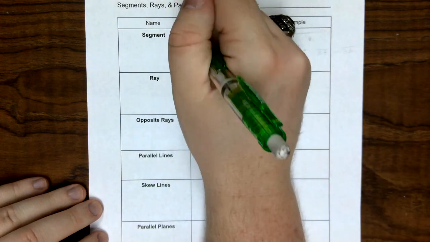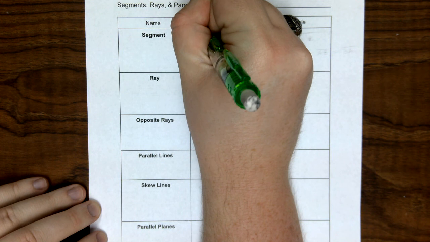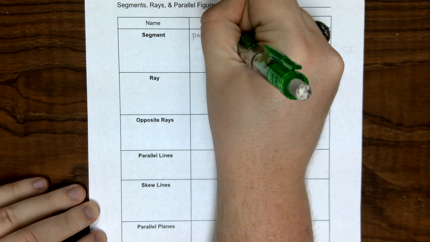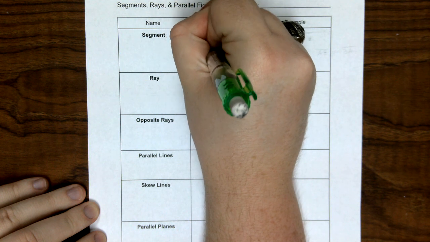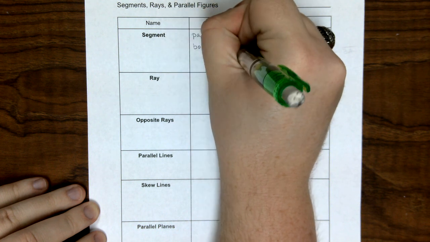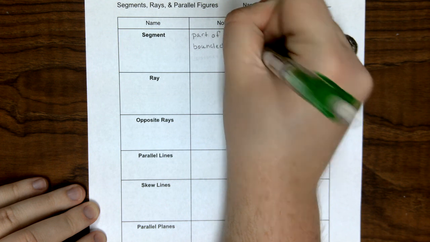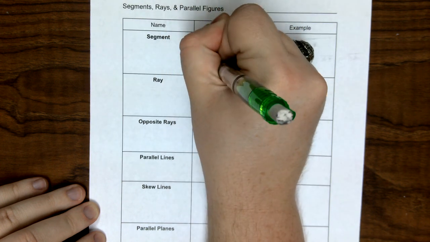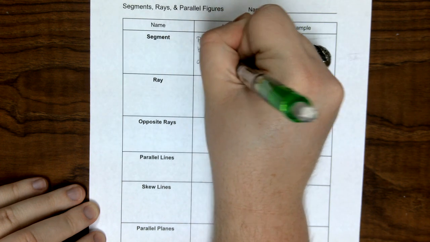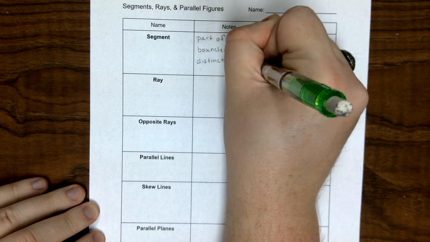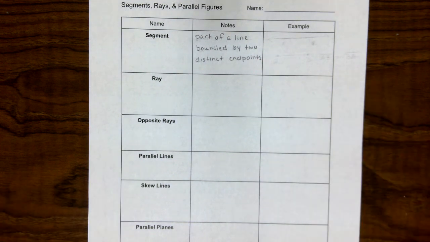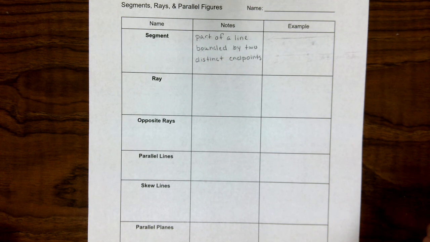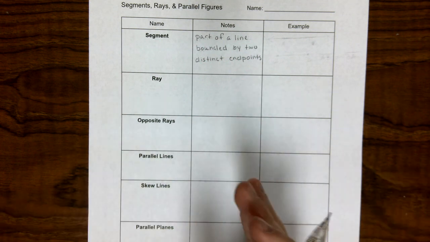So we define a segment as part of a line that's bounded by two distinct endpoints. Okay, in other words, two different points. One starts the segment, one ends the segment, okay? And then there's all the points between those two points.